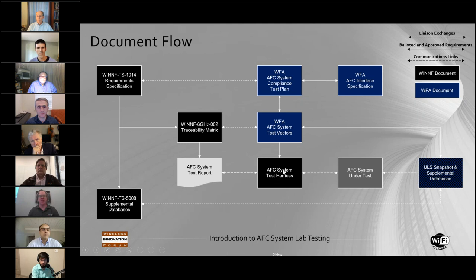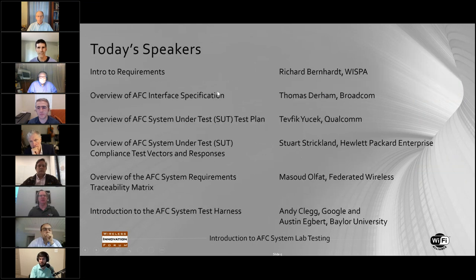And then we'll go into the actual test harness and how it works and how it can exercise an AFC system under test, and how the whole thing comes together to produce a test report that can be generated showing compliance with the requirements as they've been provided. So that's the flow of documents and tools that we're going to be presenting today. The speakers, and you should be able to see them on your screen, are shown here.